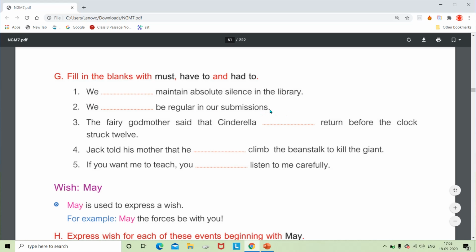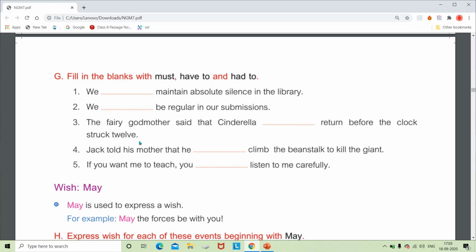So it is our duty. Okay, so we can use "must" here. Then we can say: the fairy godmother said that Cinderella ___ return before the clock struck 12. Since it says "said," it is in past tense, so we can use "had to" here, and as it is a story that has already happened, we can use "had to" for that.